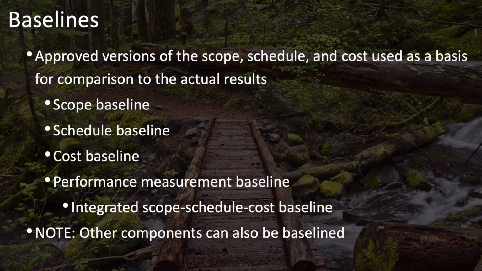Once you've finished planning the scope, schedule, and cost of the project, those should be baselined, which means they should be reviewed, approved, and not changed without going through the perform change control process. These baselines will be used to compare the plan to the actual results of the project. There's also a performance measurement baseline, which is an integration of the scope, schedule, and cost baseline that is unique to earned value analysis, and we'll get to that in other lessons.